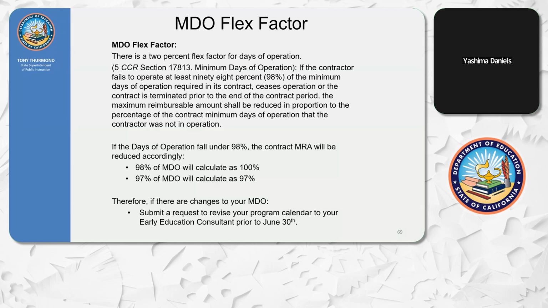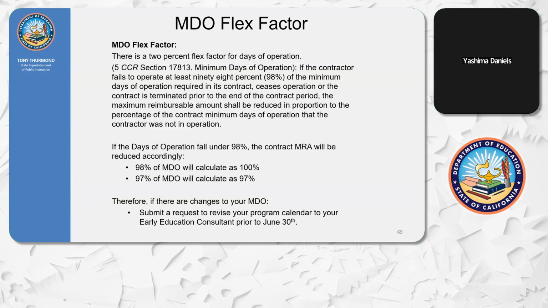Let's start with one of the June year-end report differences, which is the MDO flex factor. There is a 2% flex factor for days of operation. If the contractor fails to operate at least 98% of the minimum days of operation required in its contract, ceases operation, or the contract is terminated prior to the end of the contract period, the maximum reimbursable amount shall be reduced in proportion to the percentage of the contract minimum days of operation that the contractor was not in operation.